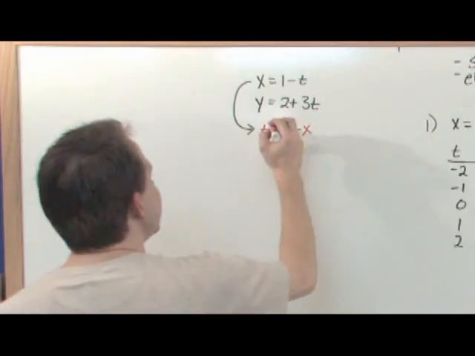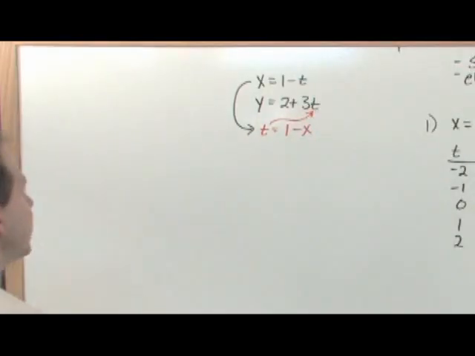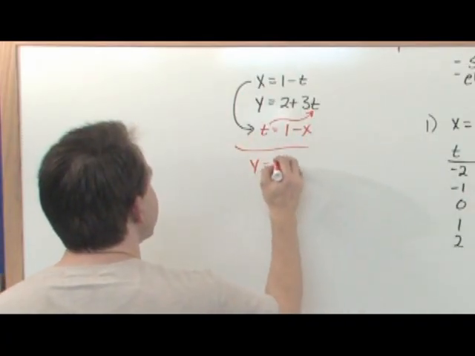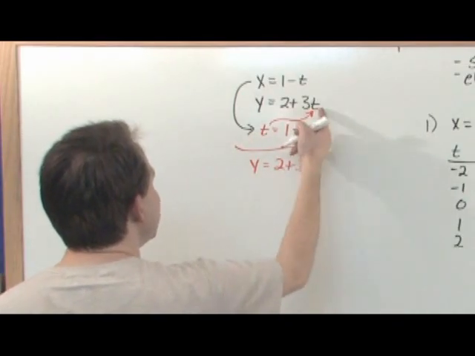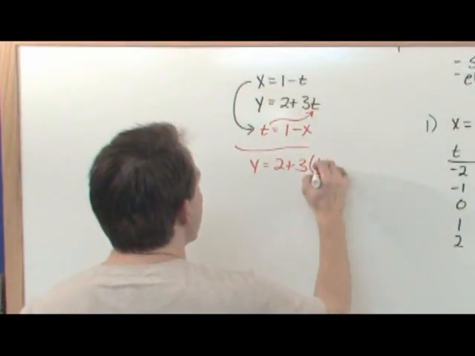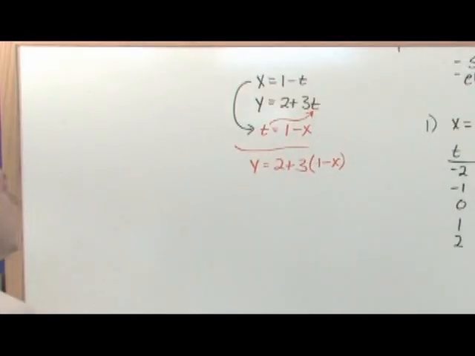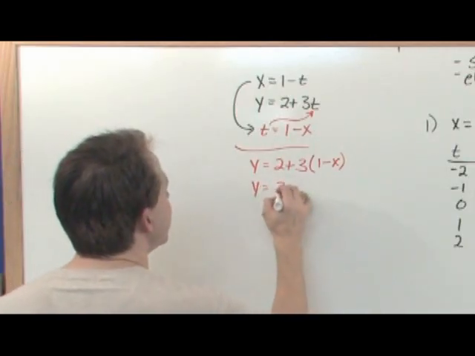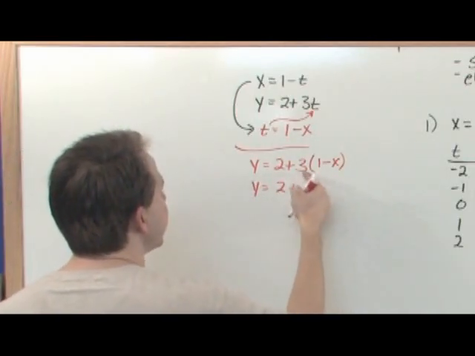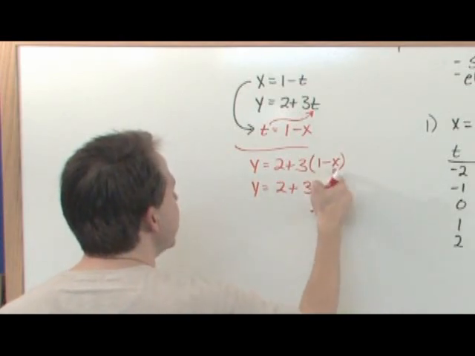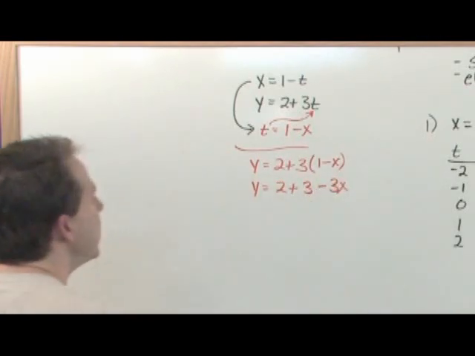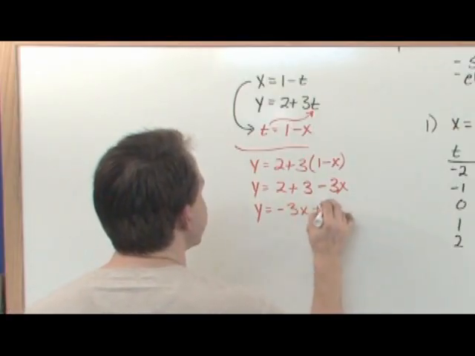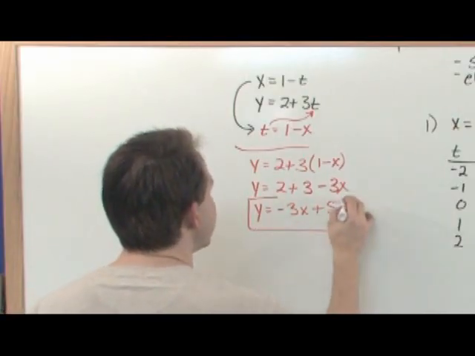I'm going to take this t and plug it right back into the other equation. So I'm going to have y is equal to 2 plus 3t, but this is what I've defined to be t, 1 minus x. So let's continue to simplify. y is equal to 2 plus, distributing this 3 in, 3 times 1 is 3, minus 3x. Let's simplify here. y is equal to -3x plus 5. This is the Cartesian version.